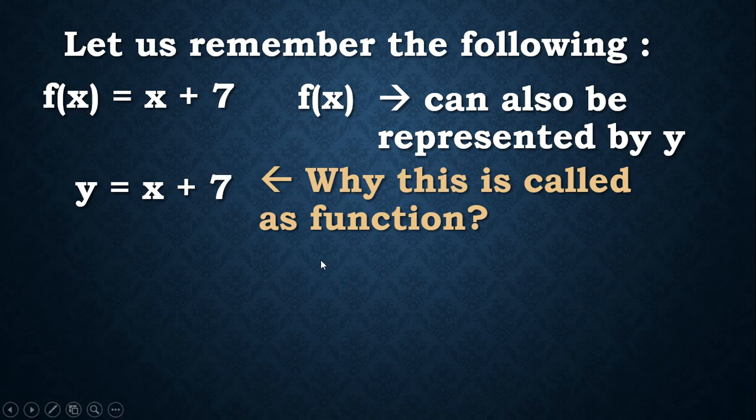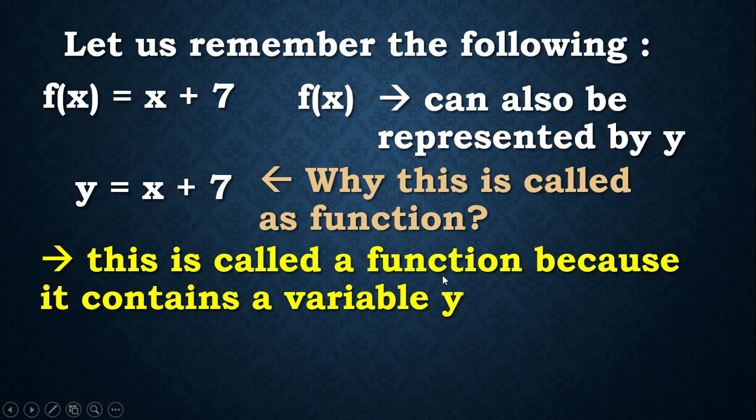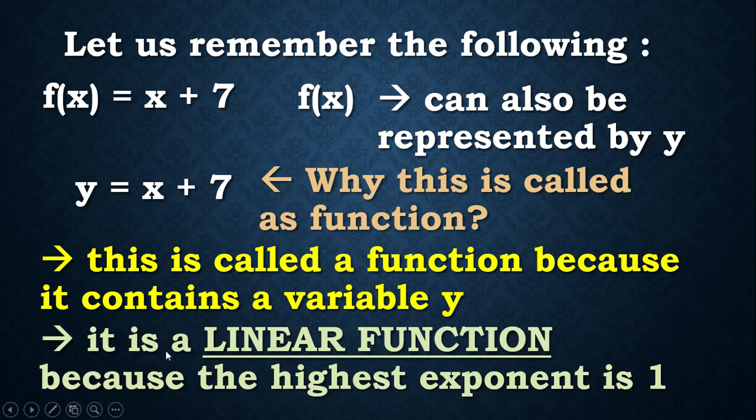Why is this called a function? This is called a function because it contains the variable y. And what kind of function? It is a linear function because the highest exponent is 1. Y is equal to x plus 7. The highest exponent of x is 1. That's why it is called a linear function.